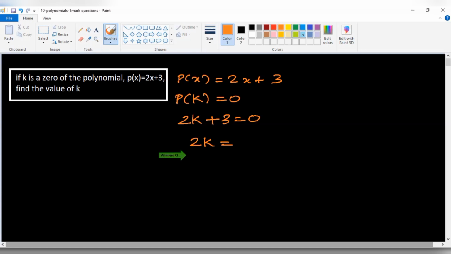2k is equal to, we have to take this 3 to the other side. Here 3 is positive. When it is taken to the other side of the equal to symbol, it will become negative. So 2k is equal to negative 3. So k is equal to minus 3 by 2.